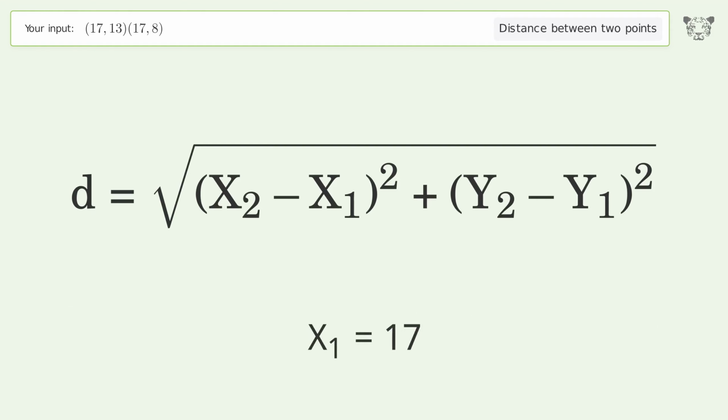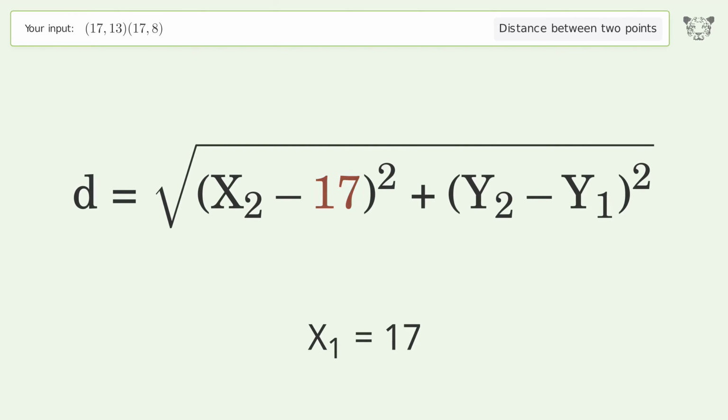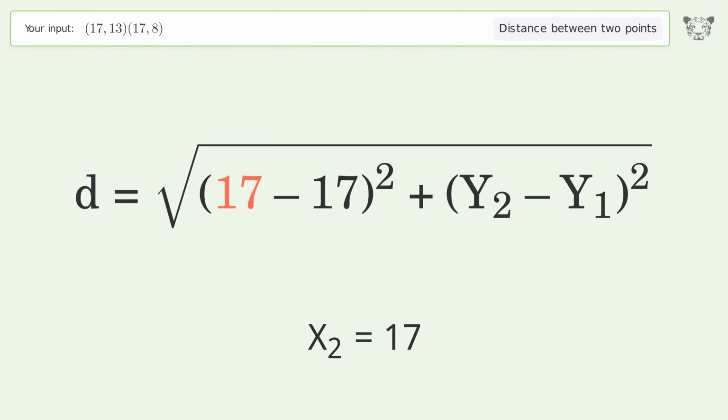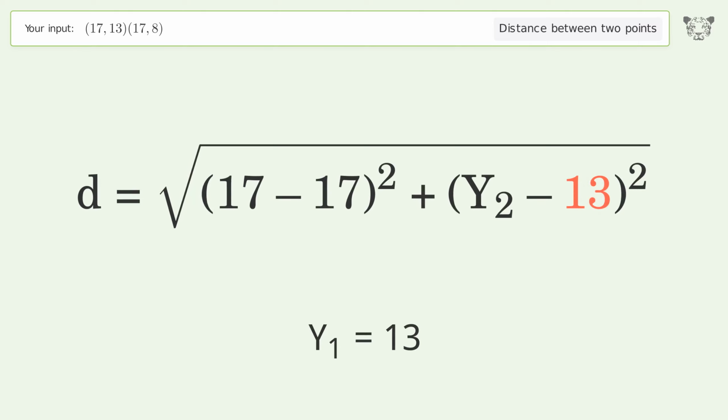x1 equals 17. x2 equals 17. y1 equals 13. y2 equals 8.